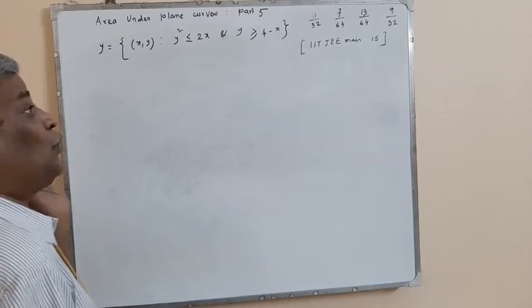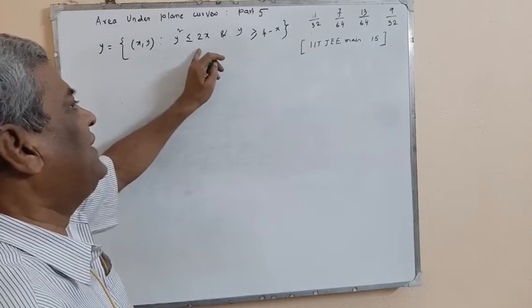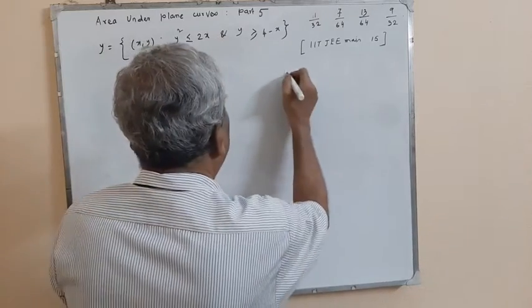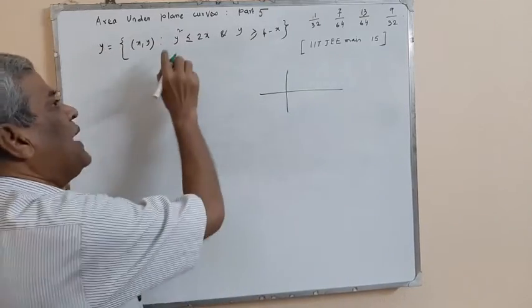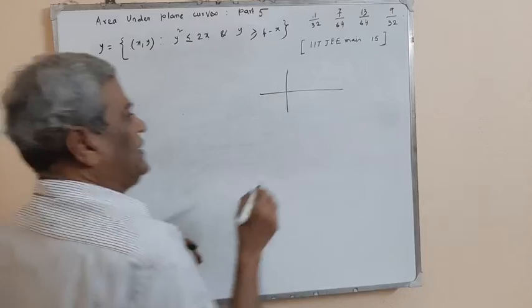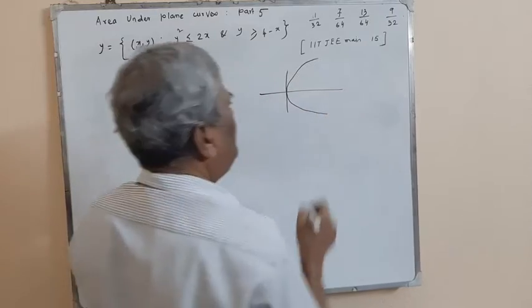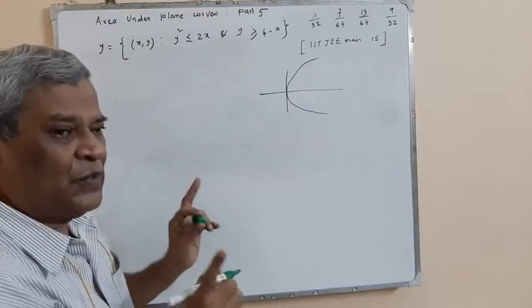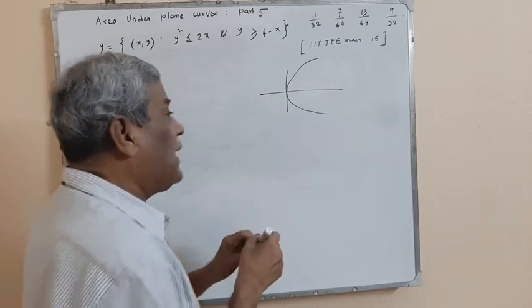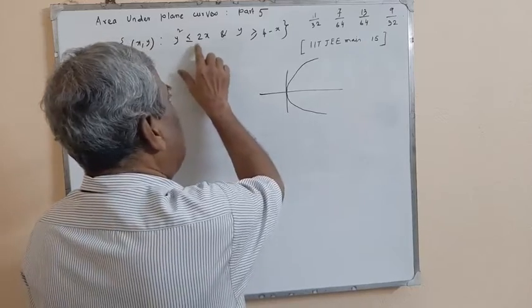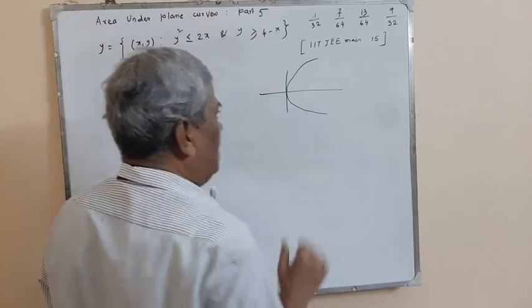First of all, we have to draw this region bounded by the set of points satisfying this and that. First of all, draw this parabola y square is equal to 2x. It is something like that. This is y square is equal to 2x. Now, y square less than or equal to 2x, we have to find out the region. It may be on that side or outside the parabola.